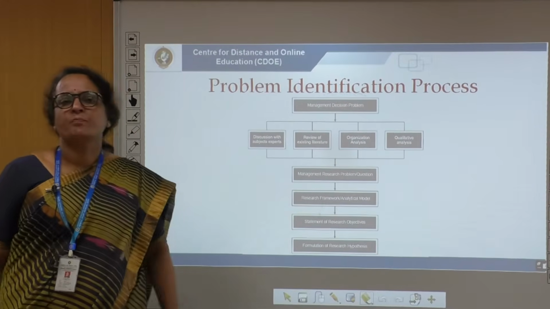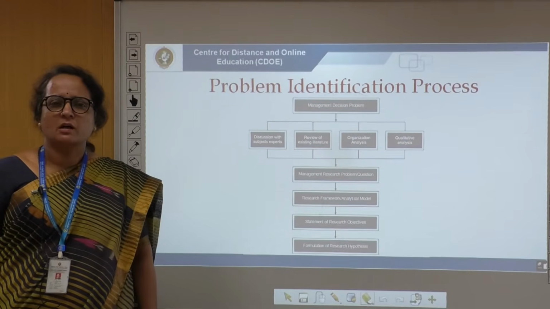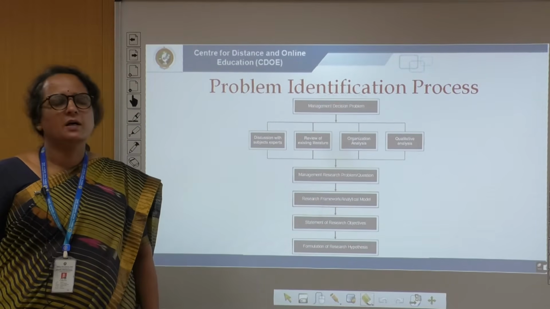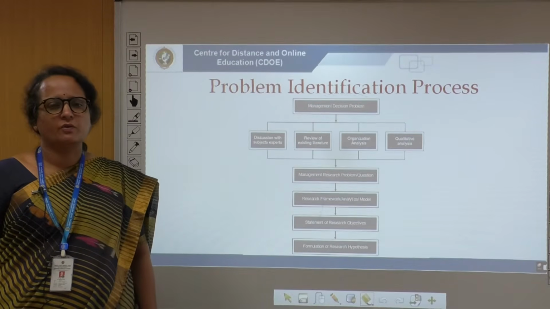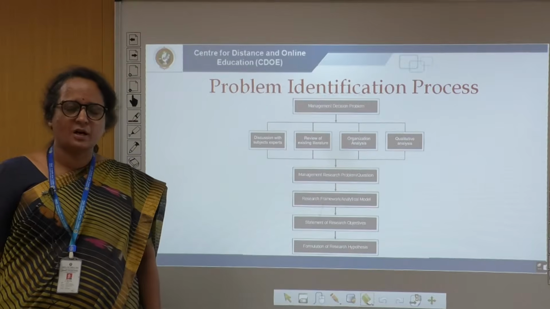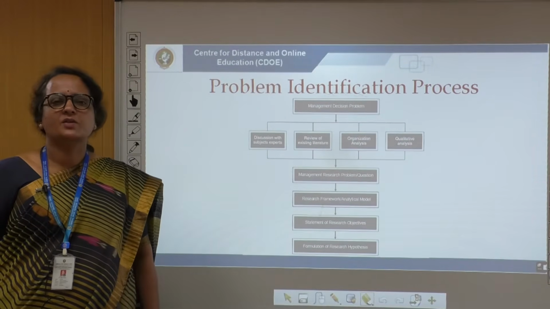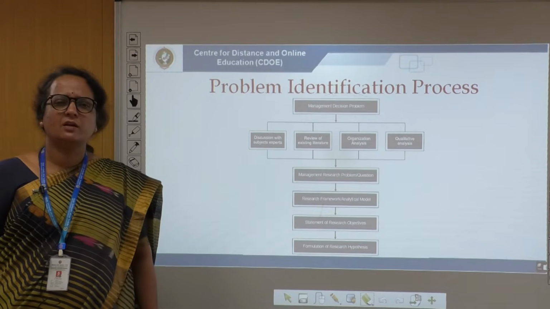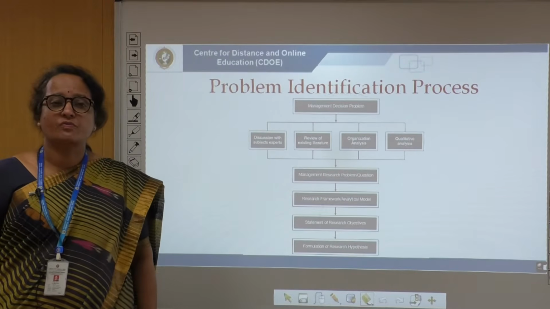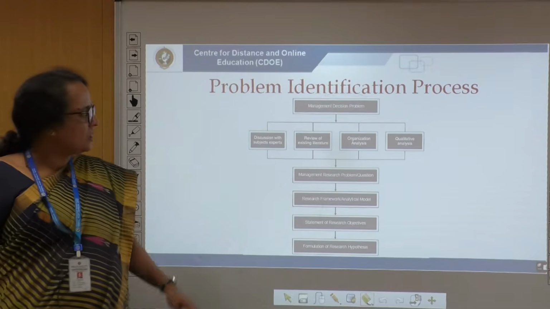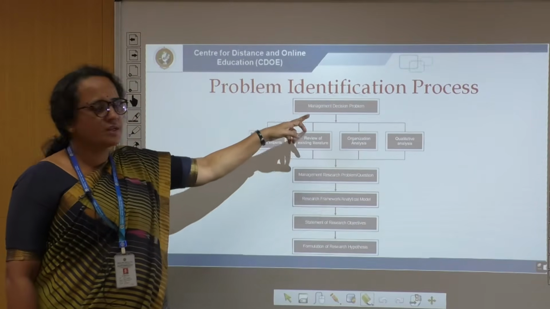As I have said, first the manager will face a decision dilemma, and he will understand the need for research for solving his or her decision problem. That is communicated to the research organization. Once the research team visits the organization, they will follow various steps in order to come out with the research problem. Problem identification starts with identification of the management decision problem.